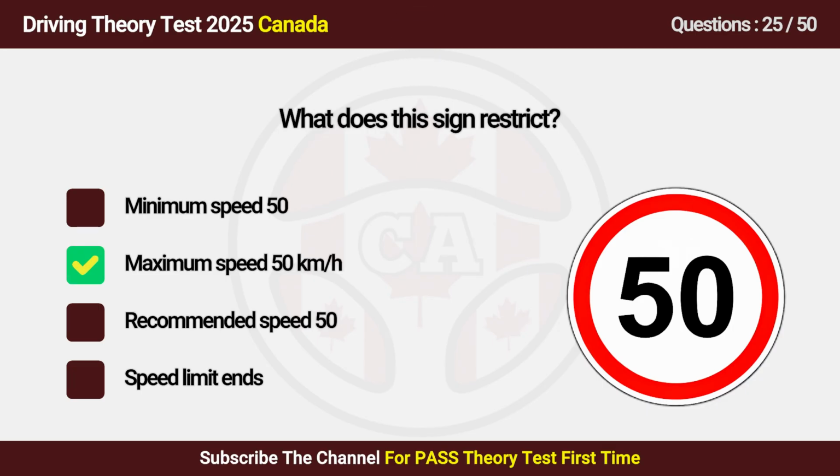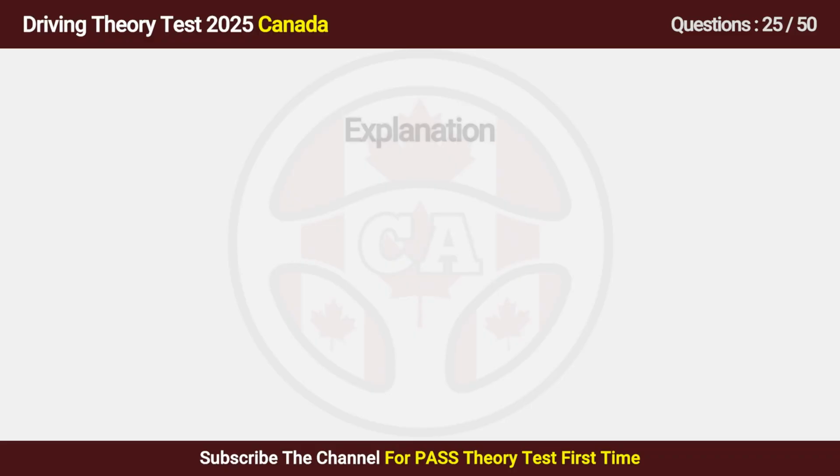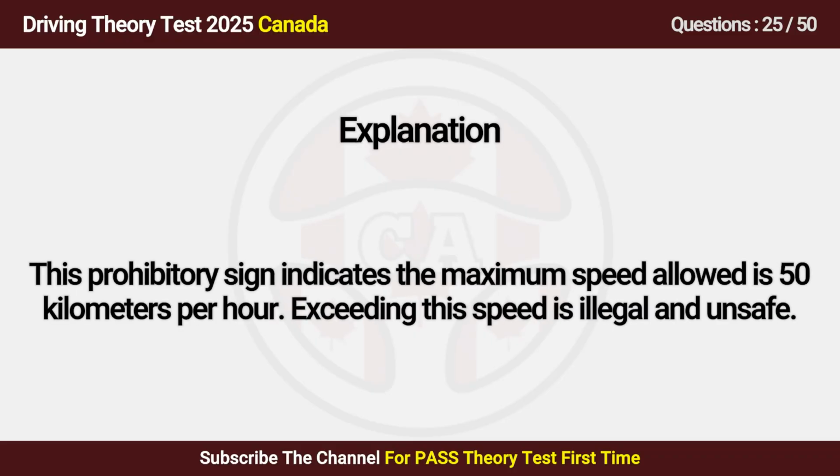Answer is B. Maximum speed 50. This prohibitory sign indicates the maximum speed allowed is 50 km per hour. Exceeding this speed is illegal and unsafe.